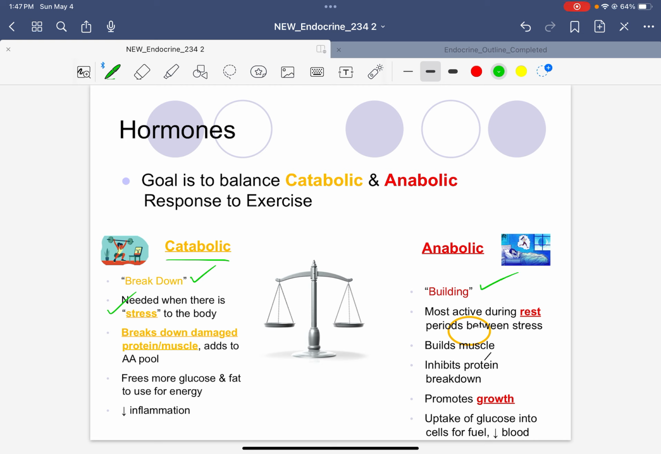This is where we build. This is more active during periods of rest to grow things back. We have to balance these. We can't be in too much of one or the other.